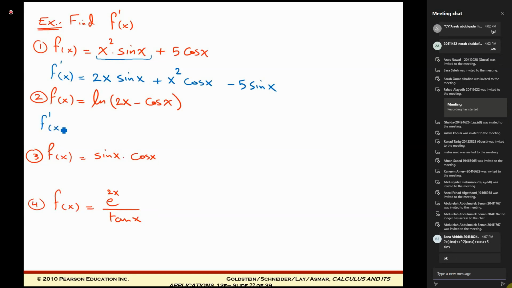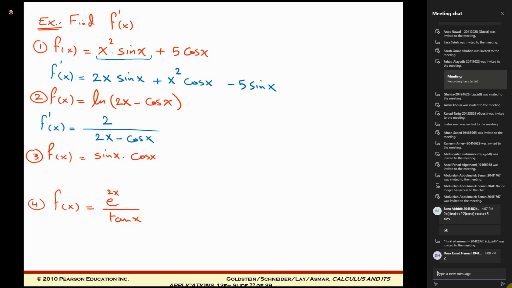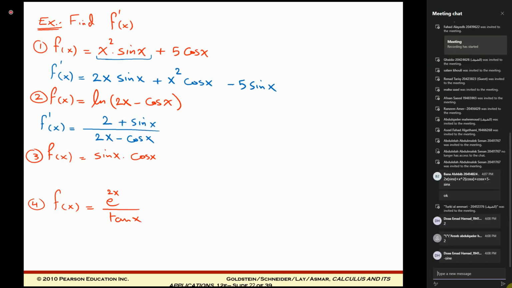Okay, the first derivative of the ln is a fraction. In the denominator is what is inside the ln. In the numerator is the derivative of what is inside the ln. What's the derivative of 2x? 2. What's the derivative of cosine? Negative sine. Negative, negative, so we have a plus sign.